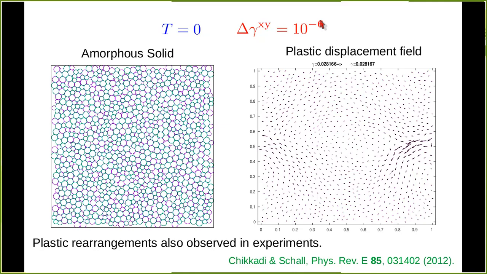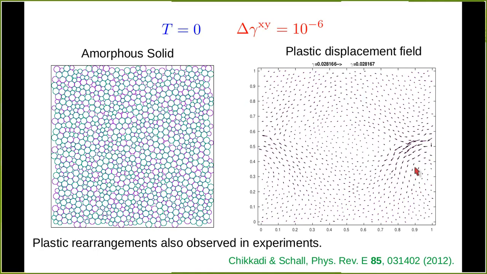We again apply a strain step and allow the system to relax, and it continues to do so. When it continues to do so, at some point we see rearrangement of particles in the system, and this is the plot of the plastic displacement field. This type of plastic displacement field has also been observed in experiments on colloidal glasses by Chicardi and Shah. As you see, the displacement field is not quadrupolar, which I have shown you before. So this is different from quadrupolar.